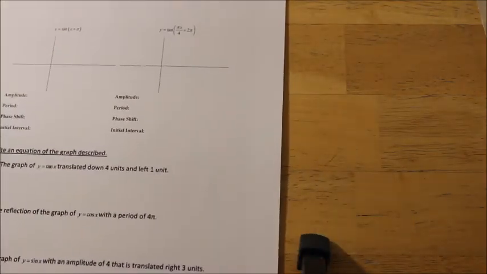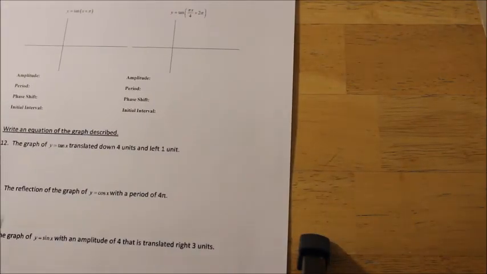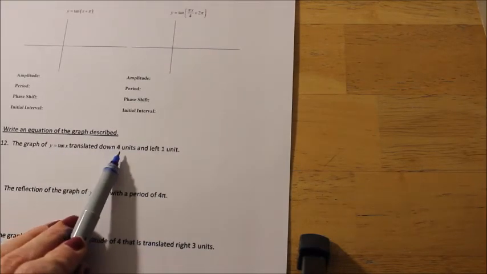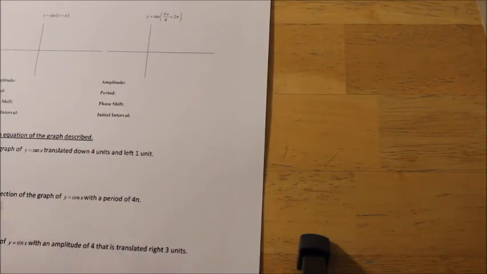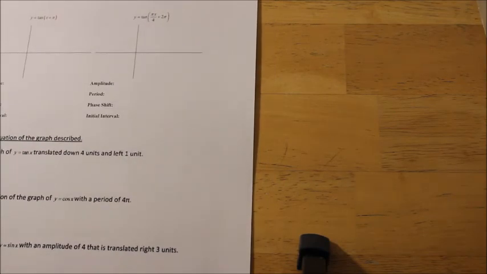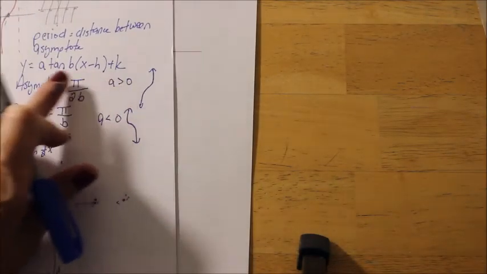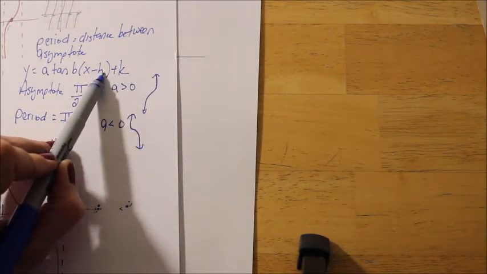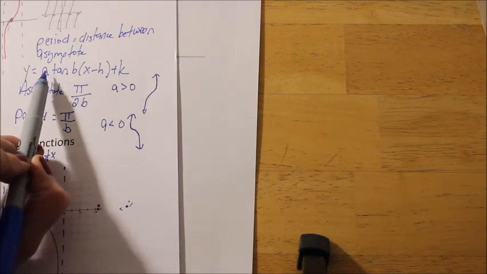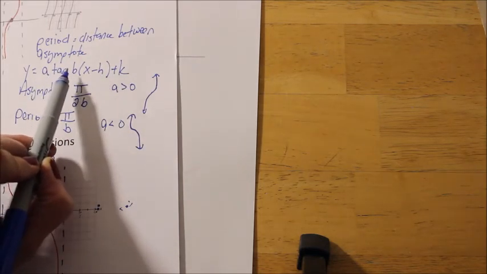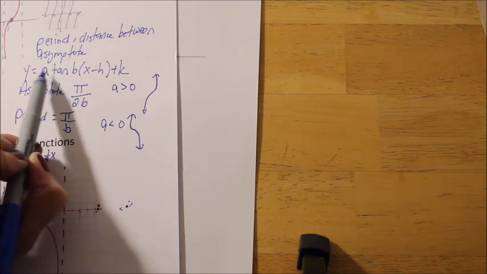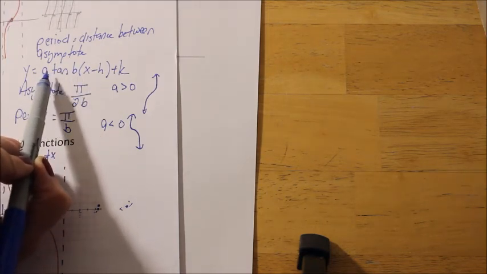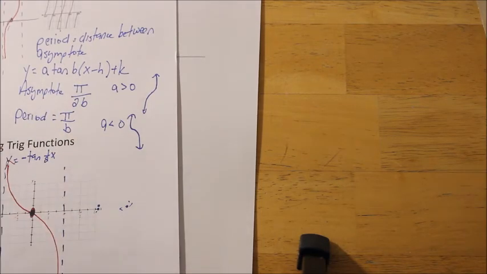And then the only other thing was on the second page: the graph of y equals tan x translated down 4 units and left 1. Remember in the notes I gave you this function right here. It's kind of the same thing I was saying. If there's a phase shift or vertical displacement, you put the numbers in. If not, you put a 0. If there's a reflection, or if there's anything about the period, then those are put in, or you just make them 1. So you just put in what you need.